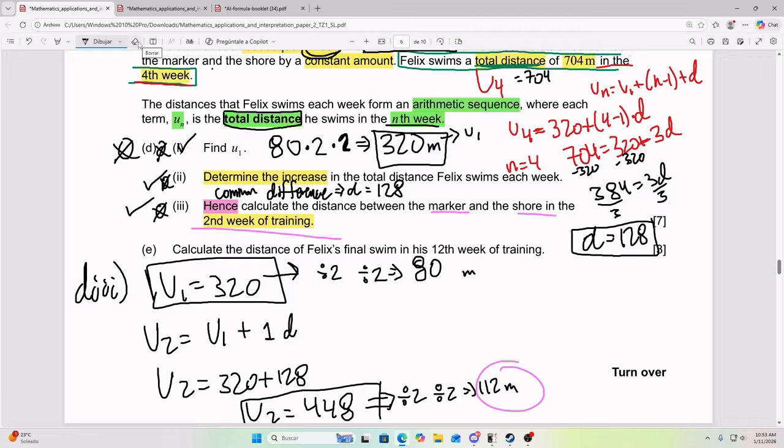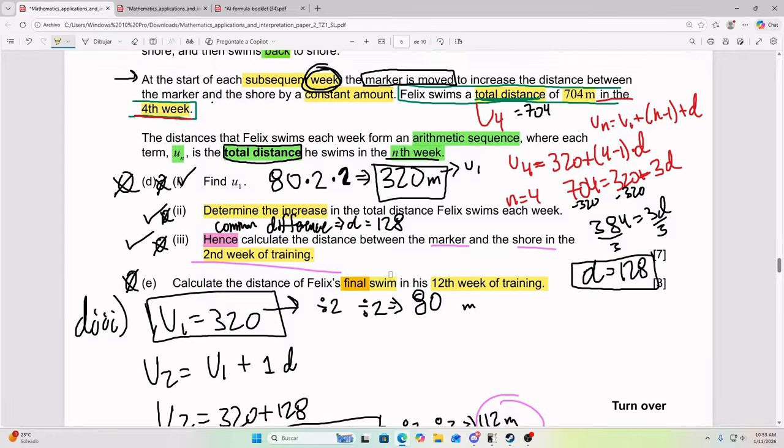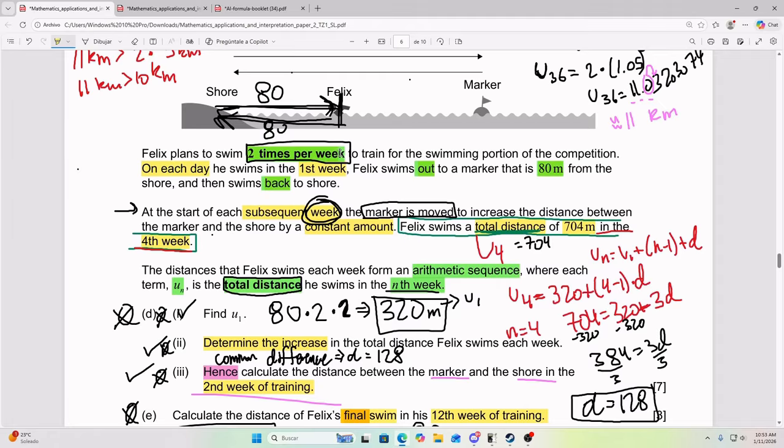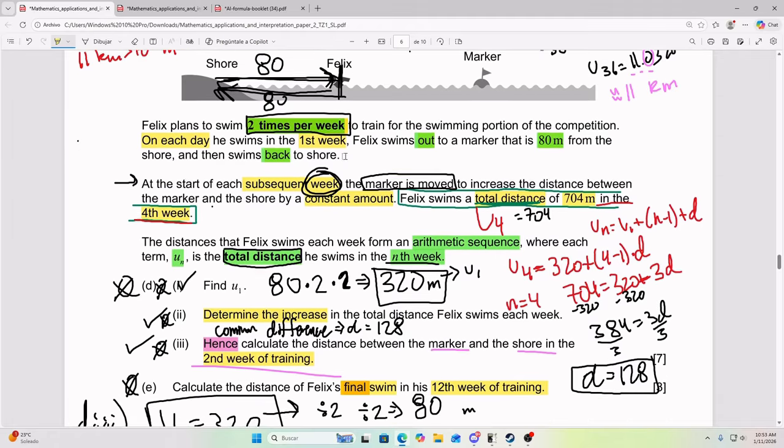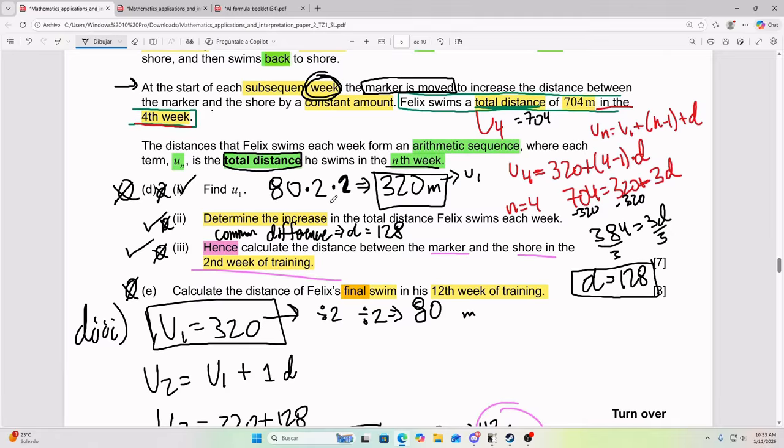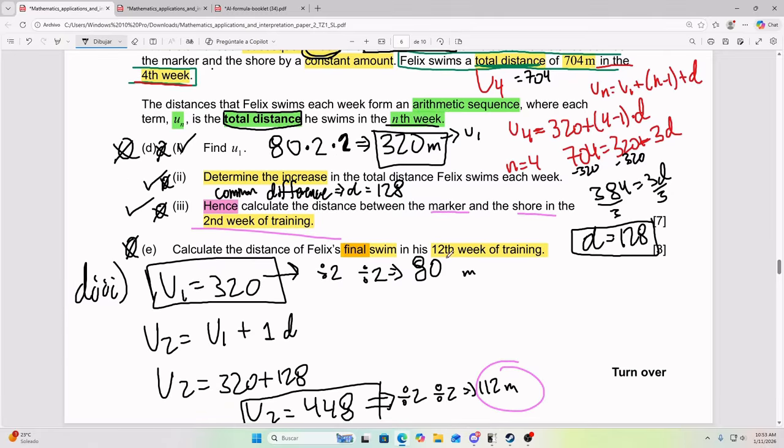Last but not least, for part E, we need to calculate the distance of Felix's final swim in his 12th week of training. And so notice when it says final swim, it's not talking about the final week, it's talking about the final swim. And recall that there are 2 swims per week. So first, let's find it in terms of weeks. So the final swim is on the 12th week.